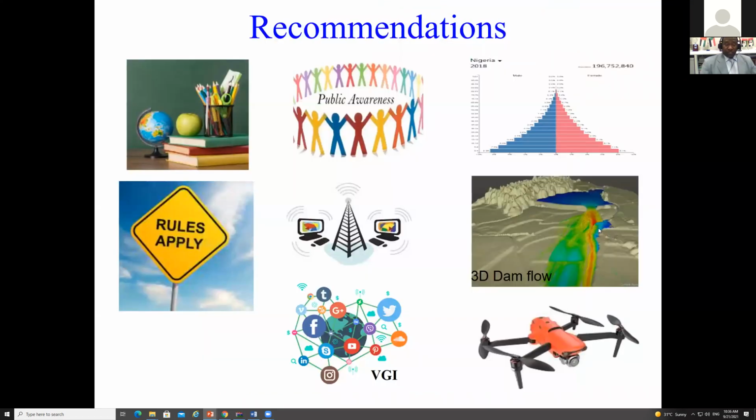In our recommendations, we will make more public awareness, and we also propose introduction of some courses or part of the courses in school to enlighten people about floods, rainwater harvesting, water conservation. Also implementation of planning rules, not allowing people to build houses in low areas or close to the river. So all of them are under public awareness.